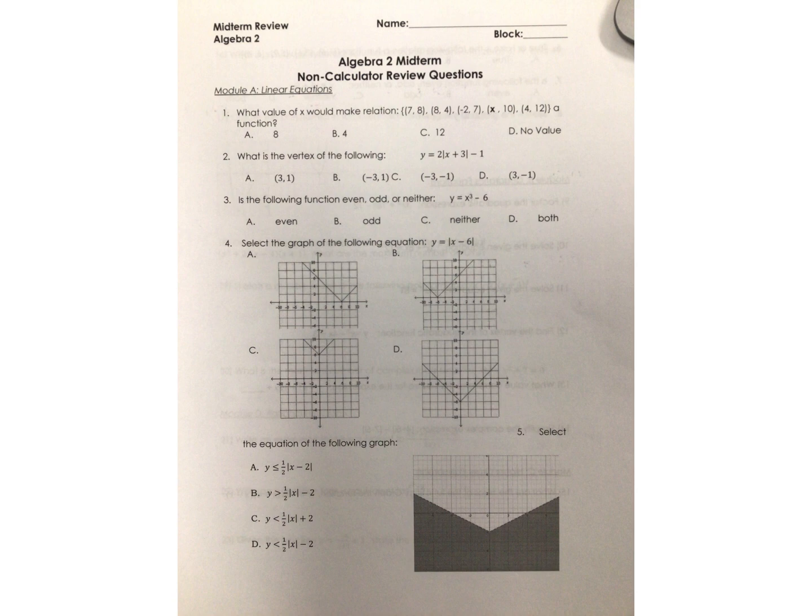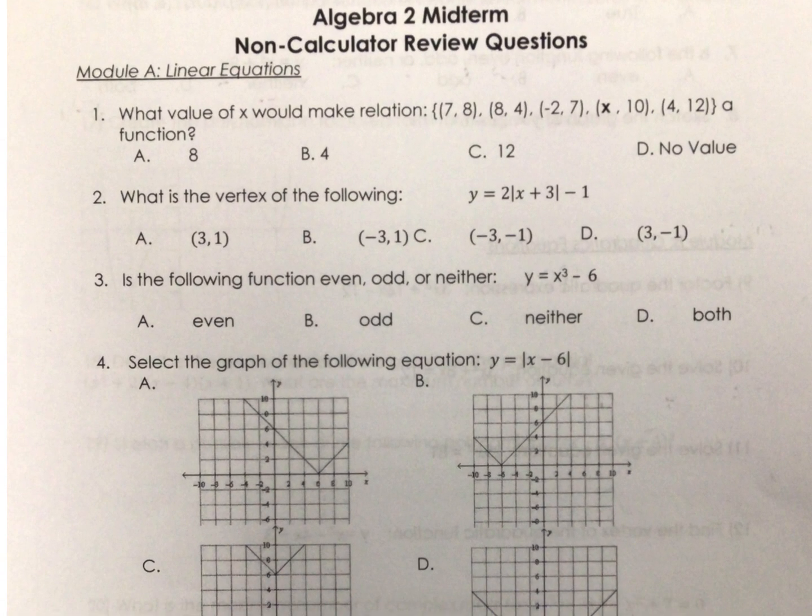First, we got the non-calculator section. What value of x would make this a relation of function? Well, remember, if it's a function, x values cannot repeat. So whatever value you choose cannot be 7, 8, -2, or 4, but 12 is okay, because 12 is not any of those x values.